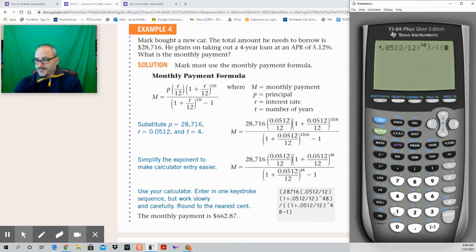All right, so 1 plus my rate, 0.0512, divided by 12. Now I'm going to close this parentheses off, capturing just this 1 plus my rate divided by 12, and now I need to raise that to the 48th power, right? Raise that to the 48th power. Using the caret button, go into the exponent range, 48. I'm going to use the right button here to drop my cursor back down.